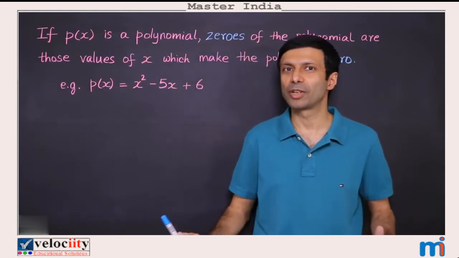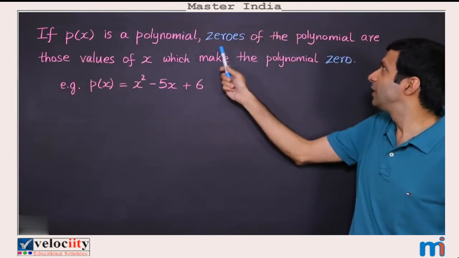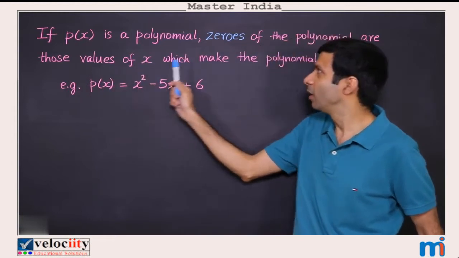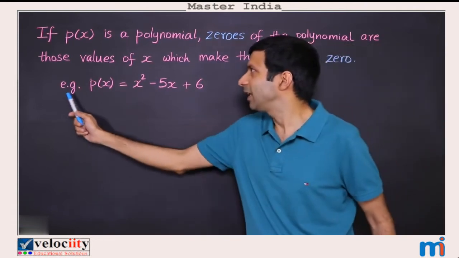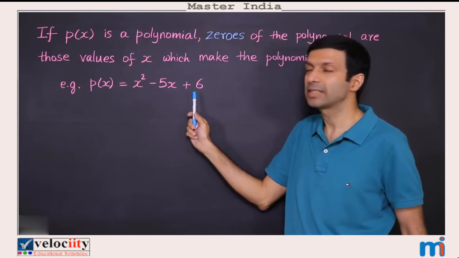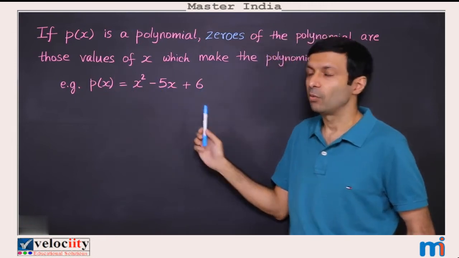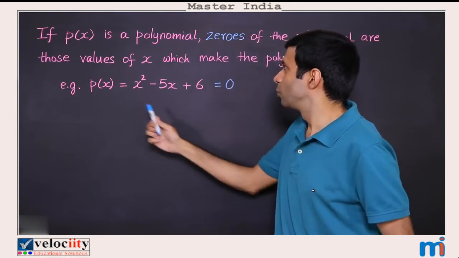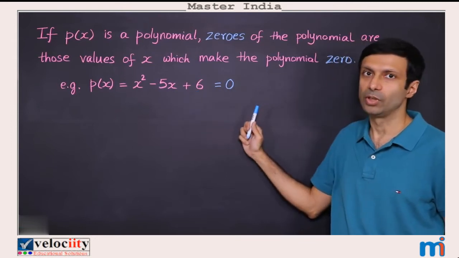Let's start with the first important concept, which is: if p(x) is a polynomial, zeros of the polynomial are those values of x which make the polynomial 0. For example, let's take this polynomial p(x) = x² - 5x + 6. Now to find the zeros of this polynomial, we need to set this polynomial as 0. So this will be our equation, x² - 5x + 6 = 0.